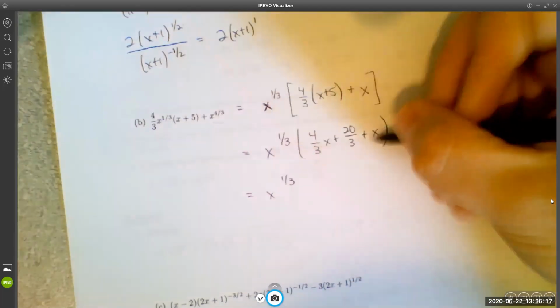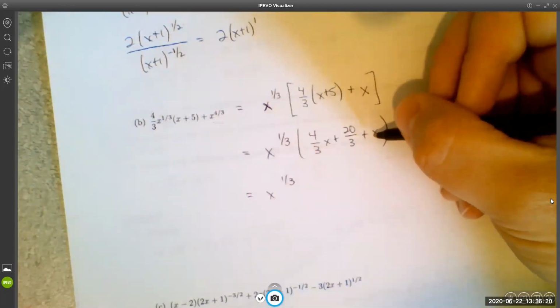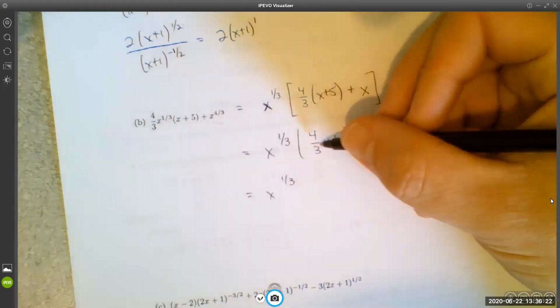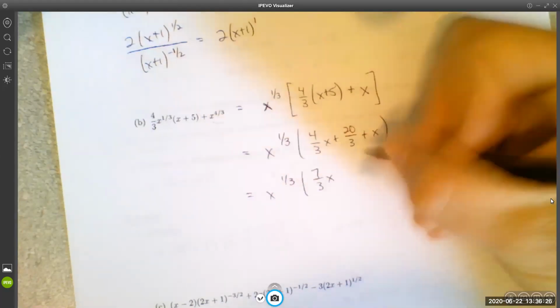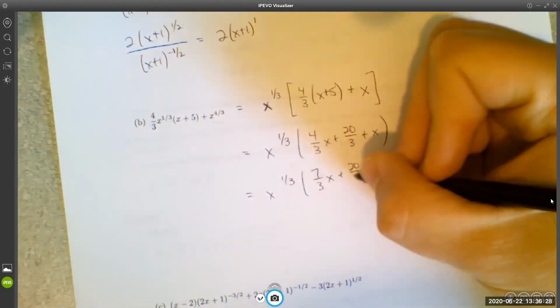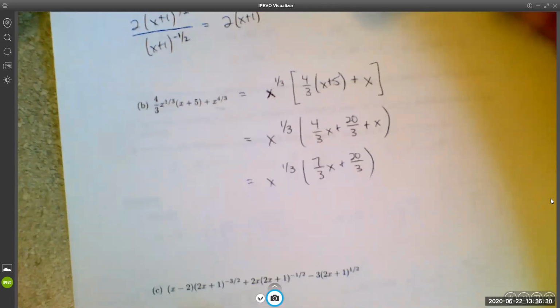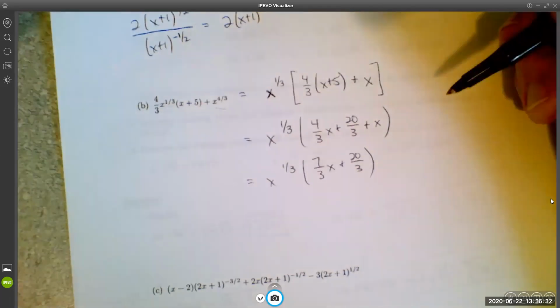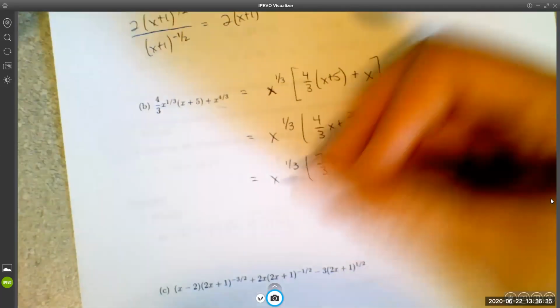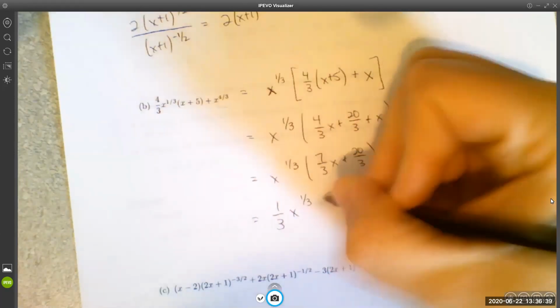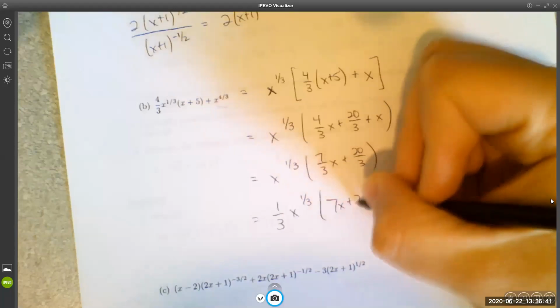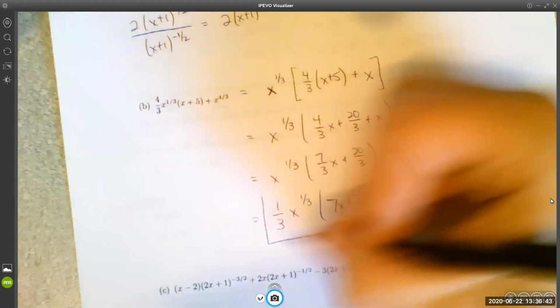4/3 x plus 1x. 1 is the same thing as 3/3, right? So 4/3 x plus 3/3 x is 7/3 x plus 20/3. It might be kind of nice to pull out the 1/3. I mean, this answer is fine, but I'm going to pull out the 1/3. Call this 1/3 times 7x plus 20. That just looks a little bit nicer to me.